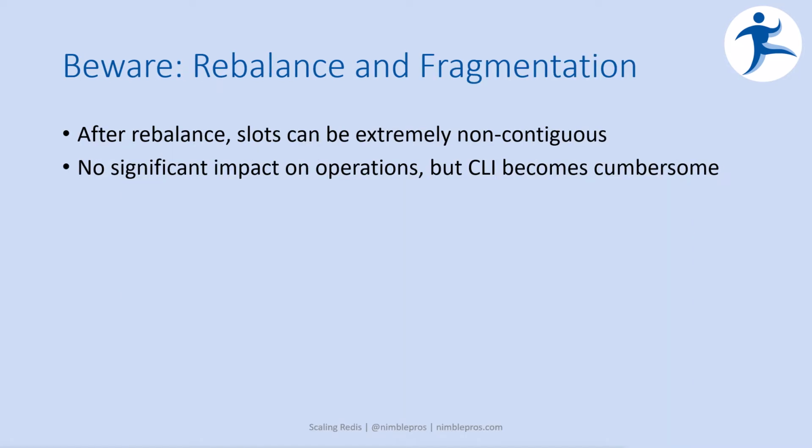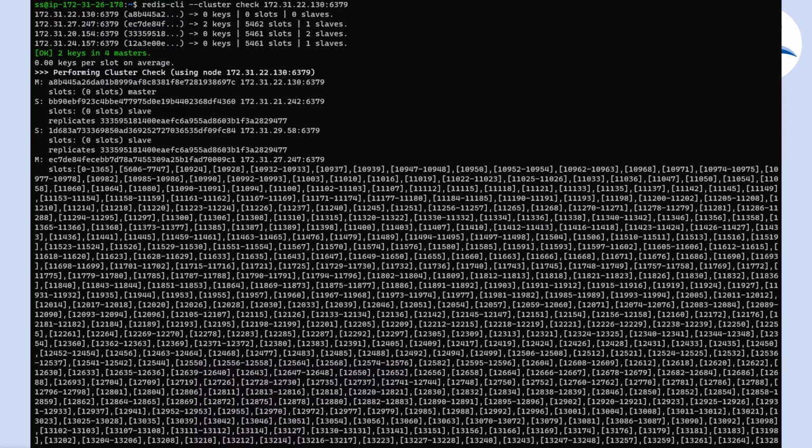However, after rebalancing, your slots may be extremely non-contiguous. There's not really a significant performance impact because of this, but it does make the CLI a lot more tedious to use, because instead of seeing something like, hey, I'm going to cover all the hash slots from 0 to 5400, you're going to see something like this inside of all of your info tools that you're going to use from the CLI. I'm not aware of a simple fix for this problem other than completely nuking your cluster and starting over with the number of nodes you want it to use. In this case, it would be 8 instead of the 6 that I was trying, because I'm rebalancing to add an extra master and replica.